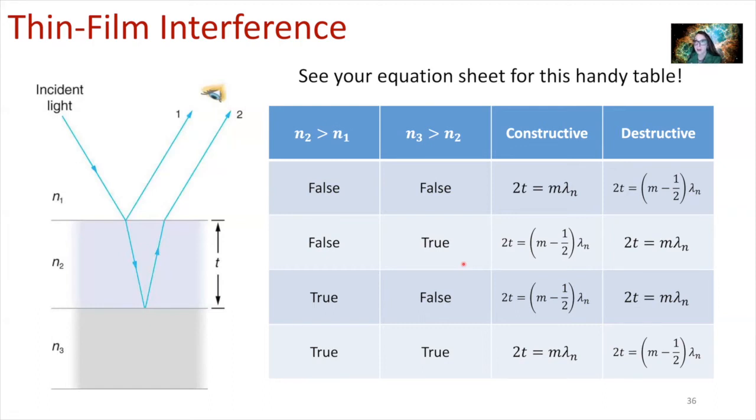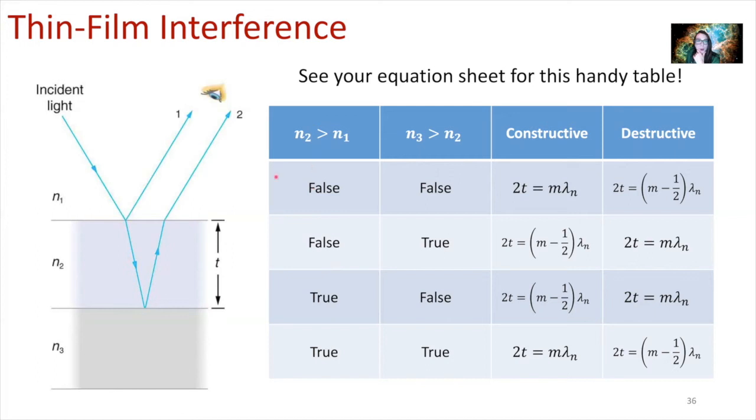Well, in the problems, I will always tell you what the index of refraction is for any of our 3 layers. And then you have to figure out which layers of the material have larger or smaller indices of refraction. And that will help us figure out the constructive or destructive interference. So in this table, it's also on your equation sheet, so you get this for your exam, okay? The first column asks us, is N2 greater than N1? Is that true or false?